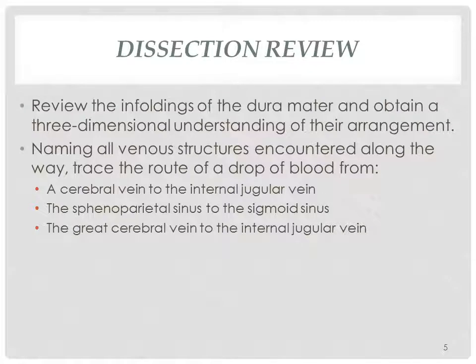To review this part of the dissection, we will need an atlas. We will start off with reviewing the infoldings of the dura and getting a good three-dimensional appreciation of how they're arranged. Next, we will name all the venous structures that you would encounter if you were a droplet of blood stemming from three different origins. The first origin would be from a cerebral vein all the way to the internal jugular vein. The second would be from the sphenoparietal sinus all the way to the sigmoid sinus. The third would be from the great cerebral vein all the way to the internal jugular vein.